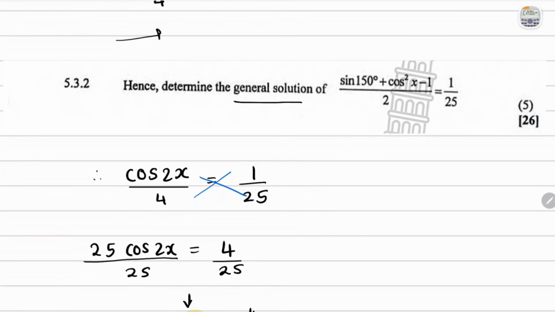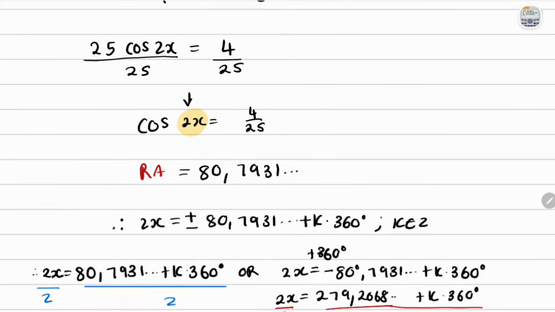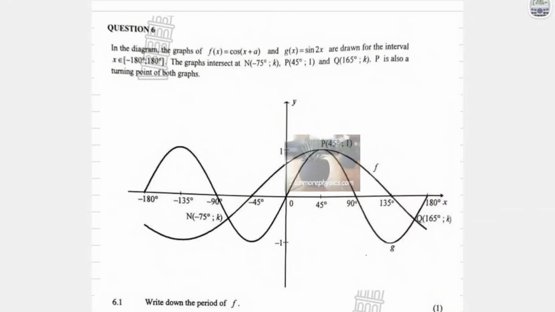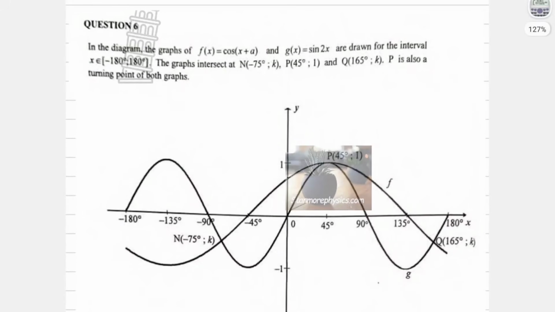That's the last question in question 5. And then we move on to question 6. Okay, so we're on question 6, and question 6 says, in the diagram, the graphs of f of x is equal to cos of x plus a and g of x is equal to sine 2x are drawn for the interval where x is an element of negative 180 to 180.